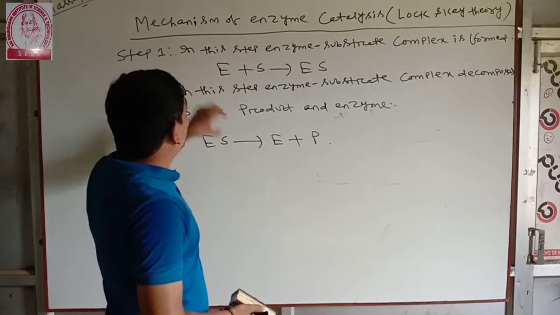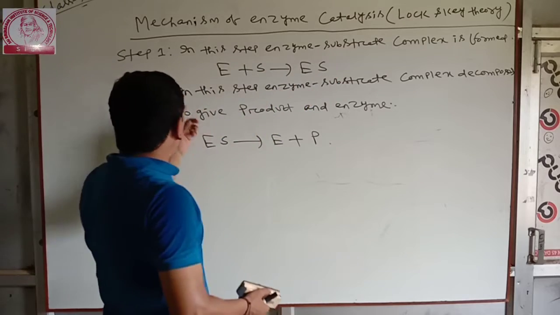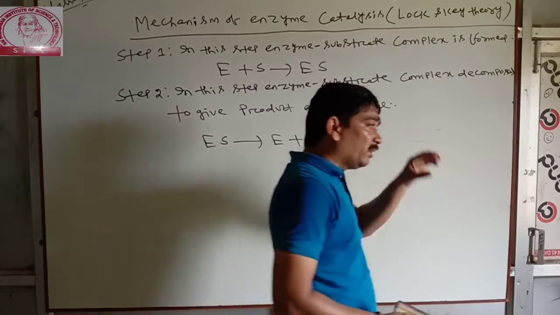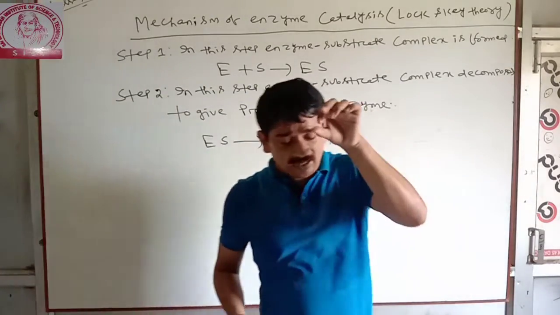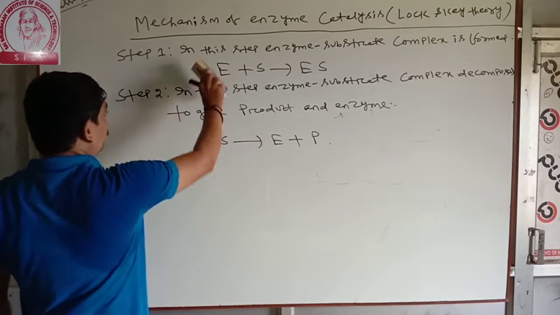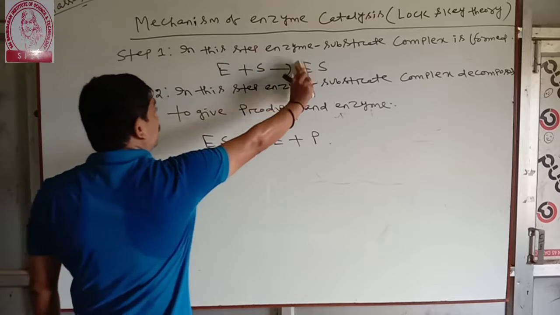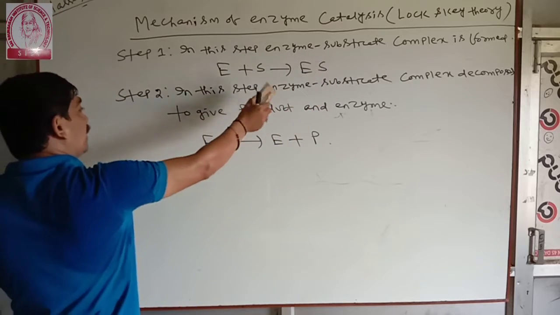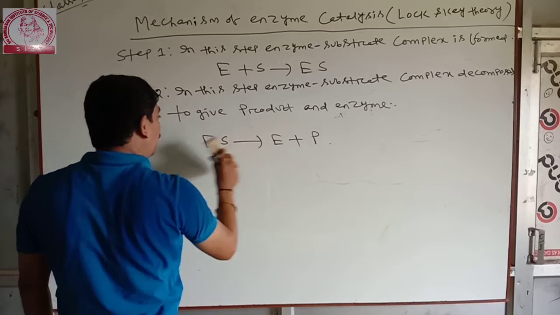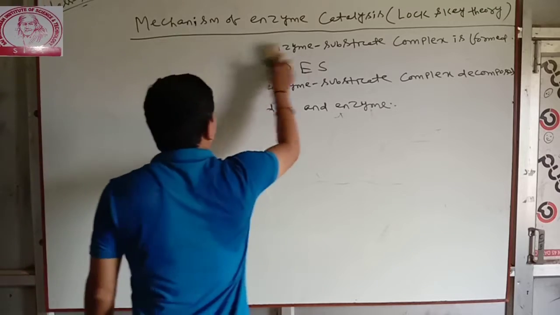So two steps. In the first step, the enzyme mixes with substrate to give enzyme substrate complex. In the second step, the enzyme substrate complex decomposes to give enzyme and product. Clear? Next, I will explain this with the lock and key theory. Only two steps occur in this reaction.